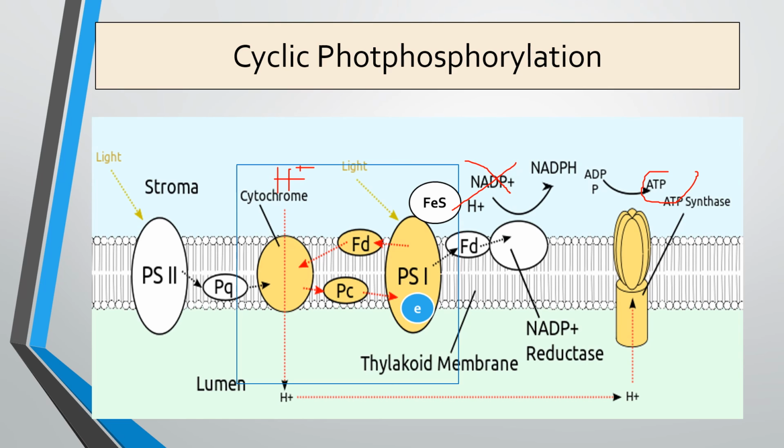So why is it named cyclic photophosphorylation? Because the electron flow in this process is like a cycle. It begins here at photosystem 1, goes here and goes back to photosystem 1, back at the same place. So that's why we call it cyclic photophosphorylation.